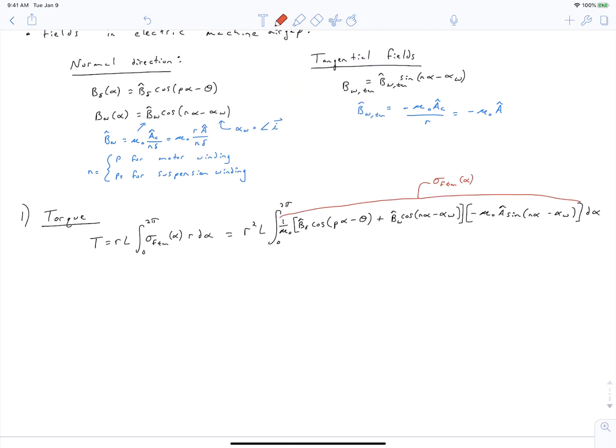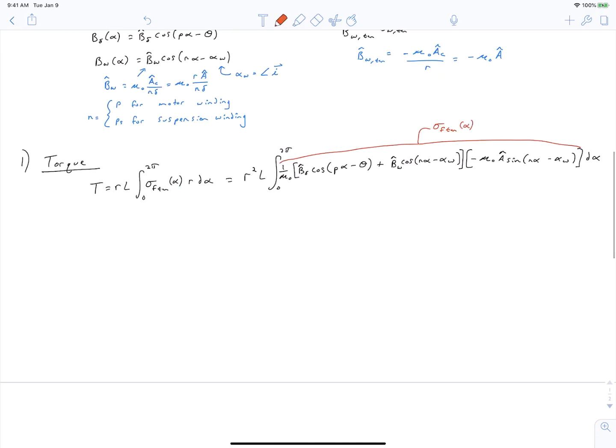And so you can see that I've only indicated a single winding's fields, but I've kept it general. I've kept it with an N pole pair winding, so this could be interpreted as either the suspension or the torque winding. And we'll see that only the torque winding contributes to torque.